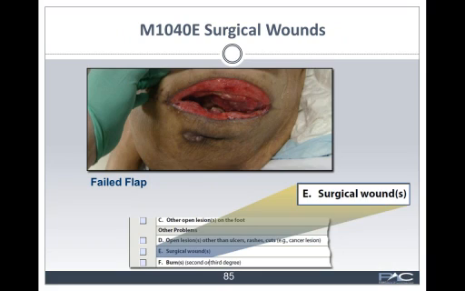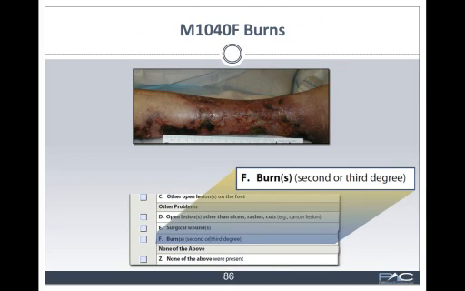those. This is just an example of a surgical wound, and this example is actually a failed flap. This was somebody who was an ulcer at one point. It now becomes a surgical wound because surgery was done on it. Okay, burns are another area.